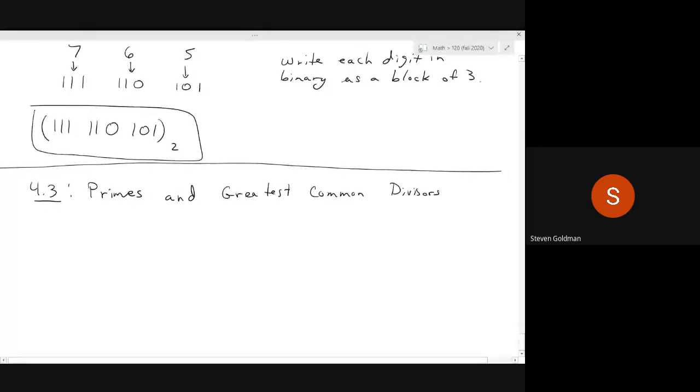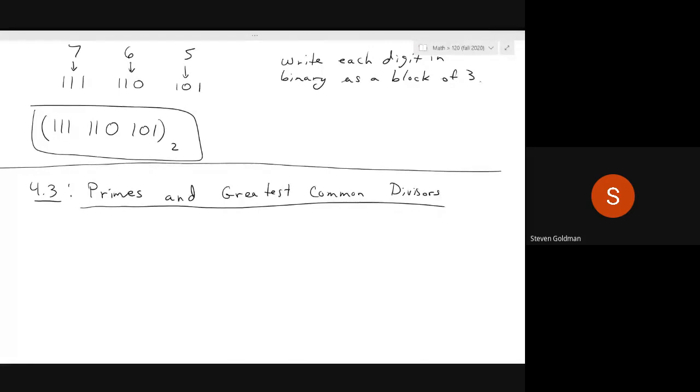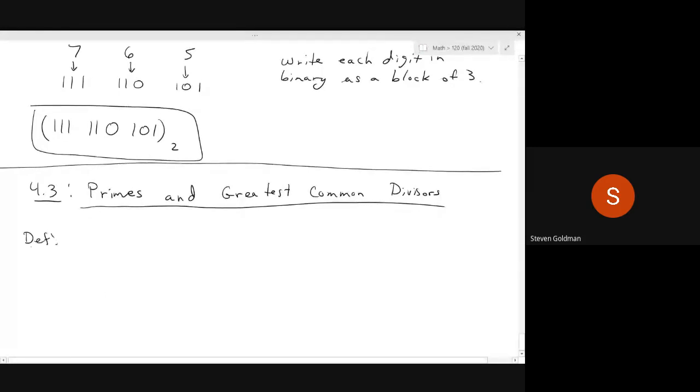Okay, so 4.3 deals with prime numbers, or primes, and greatest common divisors, and we'll also discuss least common multiple in this section. So let's start with the definition of prime numbers.